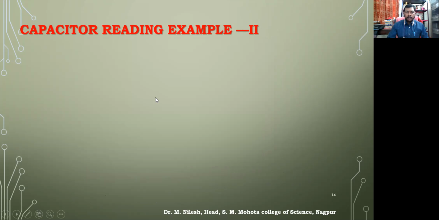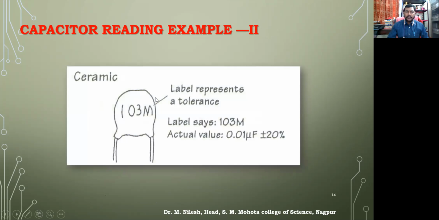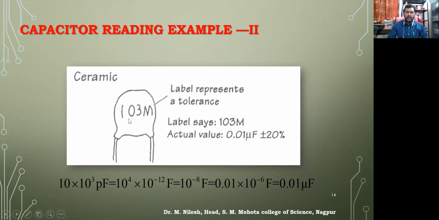Another example to calculate this is a capacitor marked 103M. So the label represents a tolerance. So 103, I guess you understood. 10 means 10 into 10 raised to power 3, right? And whenever there is M, then the tolerance is plus minus 20%, right? Since it is 103, it means it is 0.01 microfarad. This is how it has been calculated.